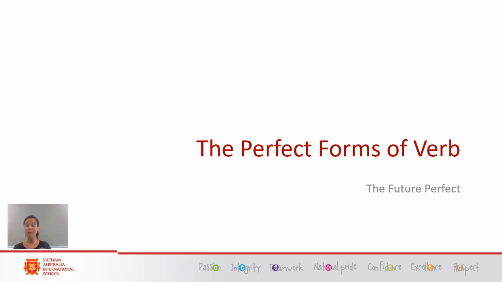We'll go through a couple of examples together, and then I'll give you a more extended task, a piece of work that you can complete at home over the course of the week to consolidate everything we've learned in these very basic, simple lessons about the perfect forms of verbs.